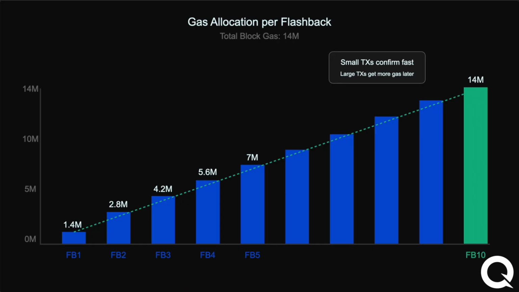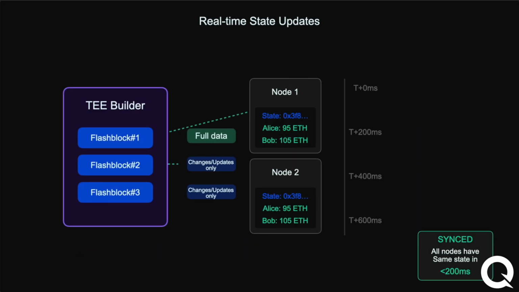Now for the network challenge. How do thousands of nodes stay perfectly synchronized with updates every 200 milliseconds? This happens through differential streaming over WebSockets. The first flash block sends complete data, perhaps let's say 100 kilobytes, but subsequent flash blocks only transmit what changed or if there are any updates, typically just 5 to 10 kilobytes.